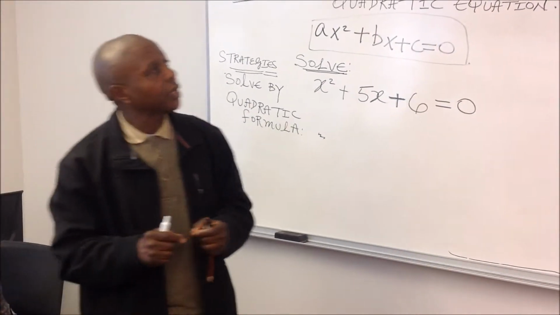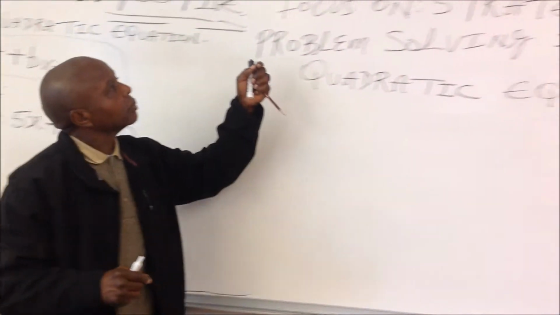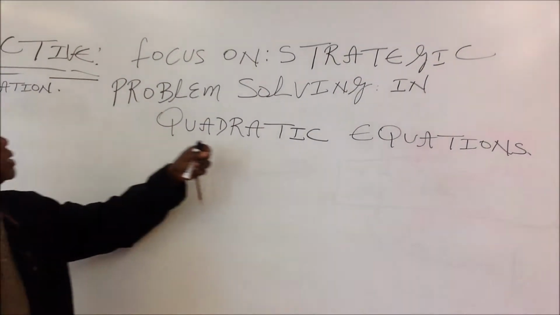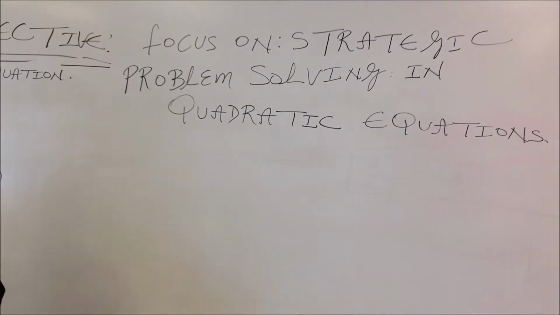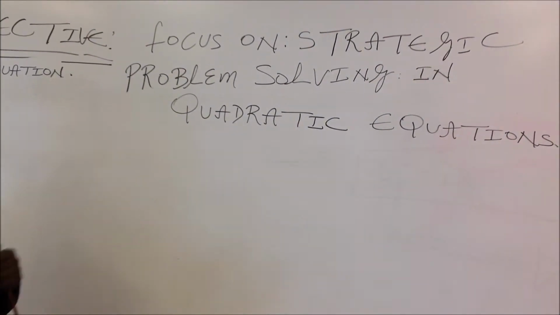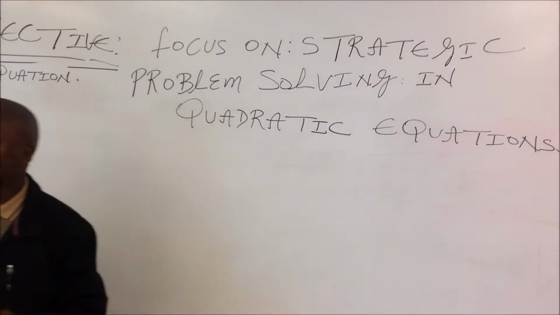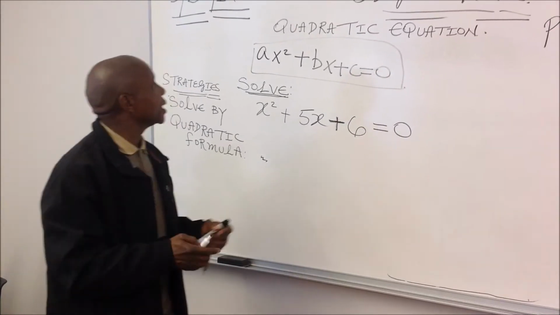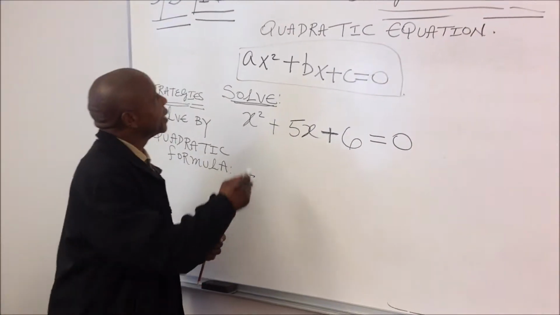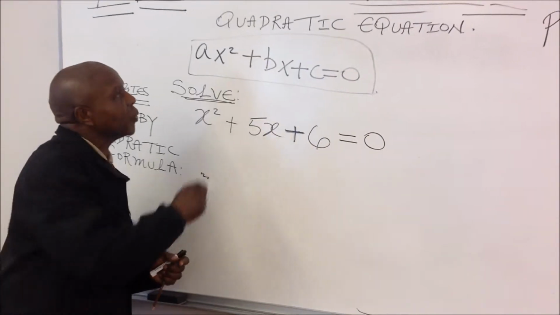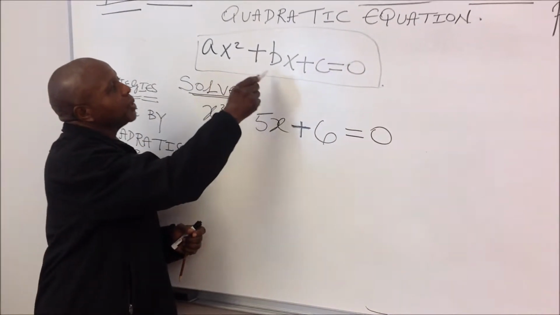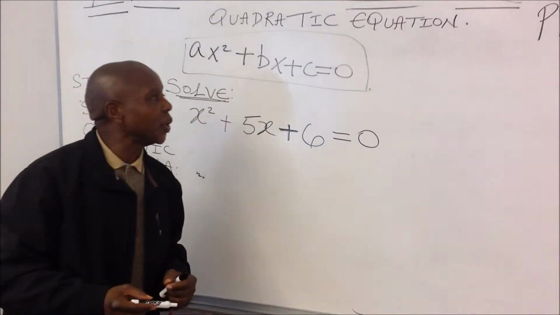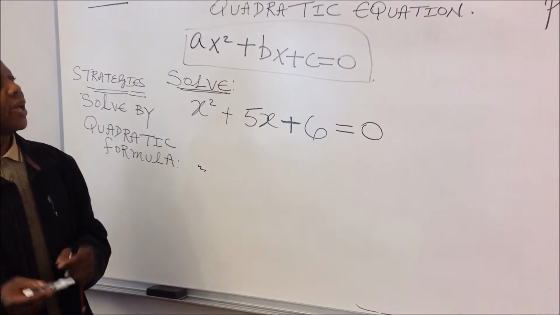Today, our goal will be what we call strategic problem solving in what? Quadratic equations. We're going to use strategic problem solving to break down quadratic equations. Now, how do you recognize a quadratic equation? Usually when you see an equation of the form ax squared plus bx plus c equal to 0, then you know you have what? A quadratic equation.